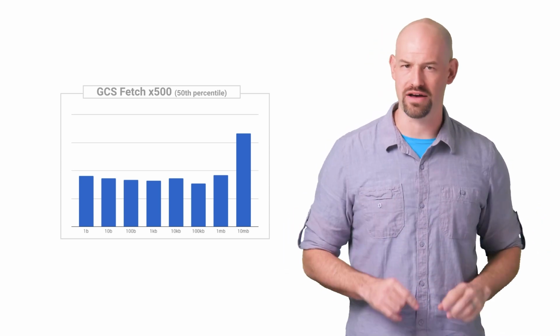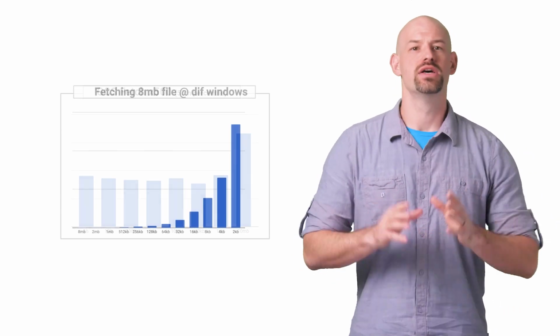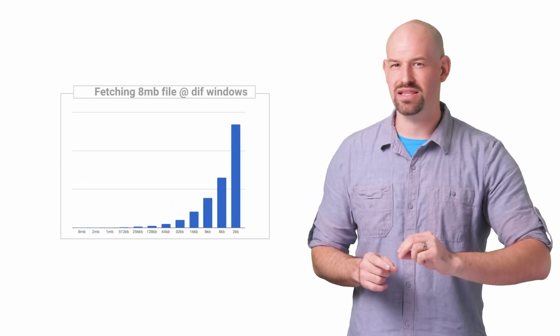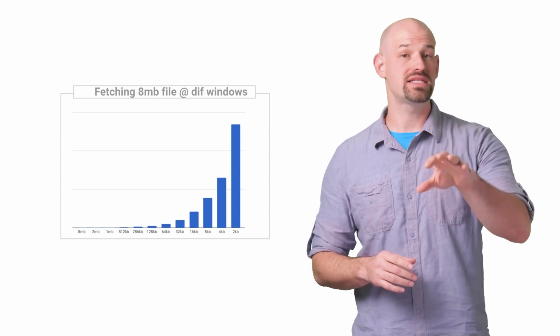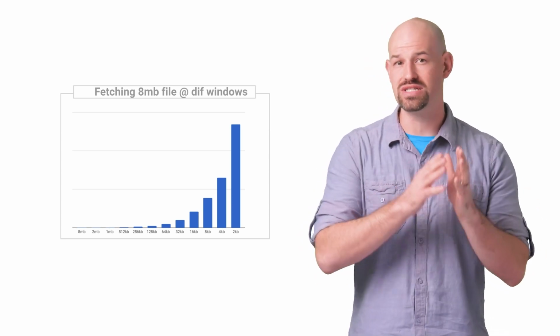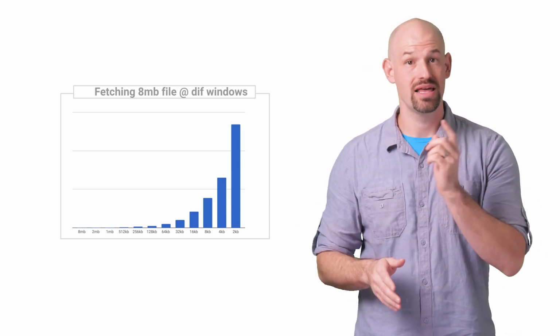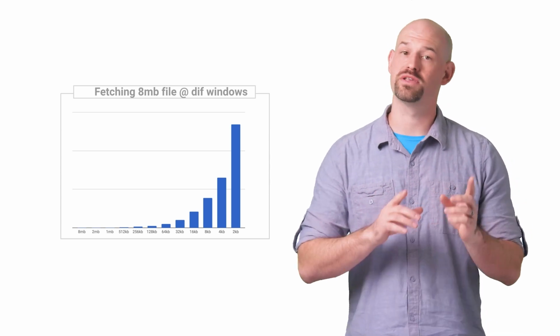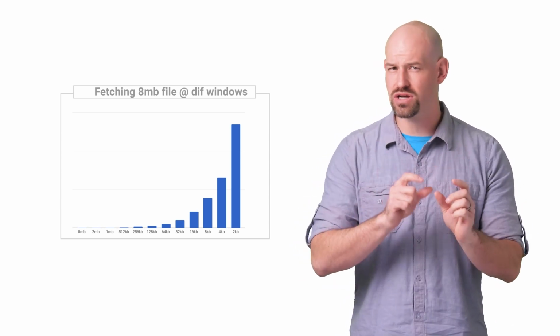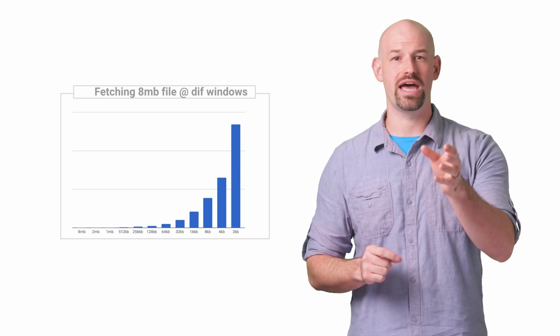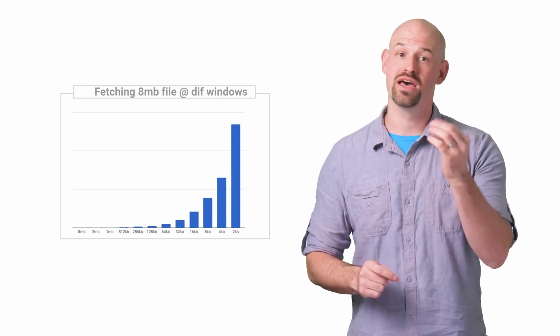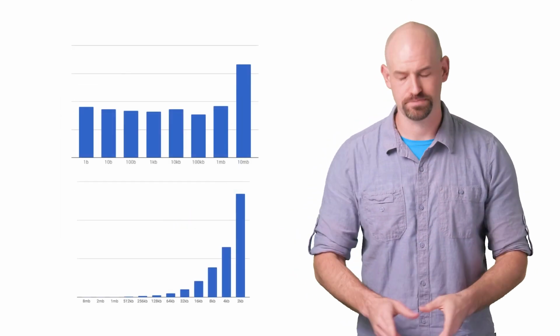But one graph never tells the complete story. So we can switch our test just slightly to get a better view of things. Let's take an 8 megabyte file and fetch it through different sized chunks. This graph helps us see our read performance from another perspective. As the chunk size decreases, the overhead per transaction increases, thus making things slower.